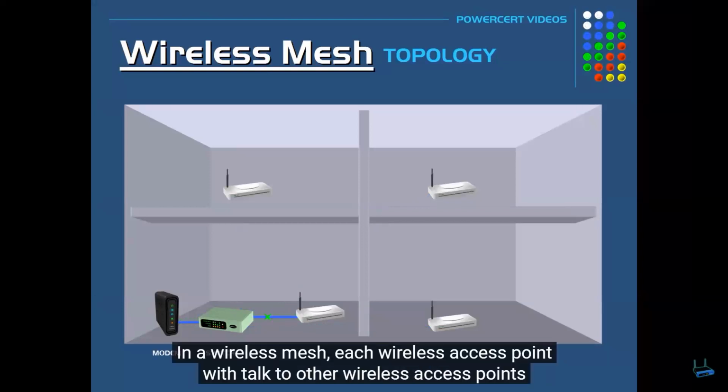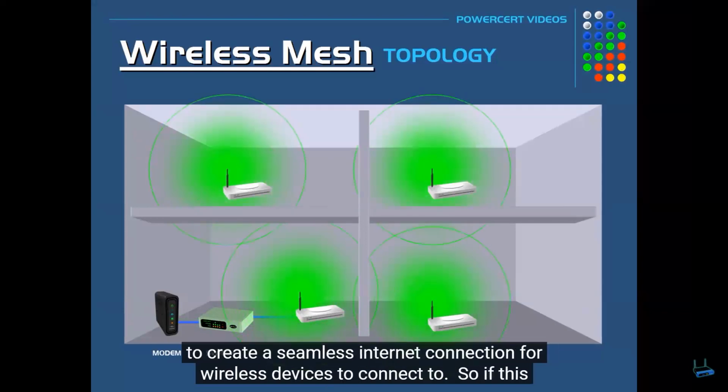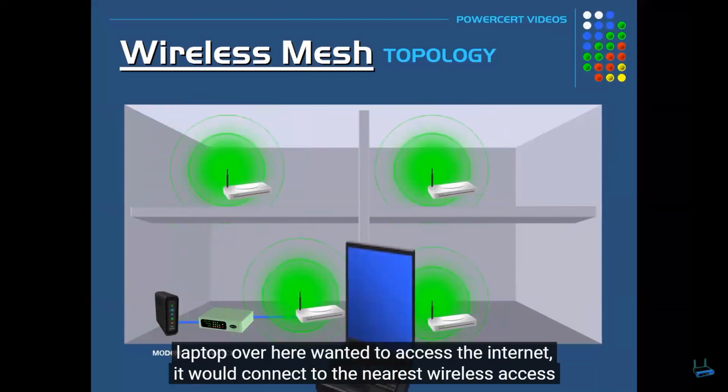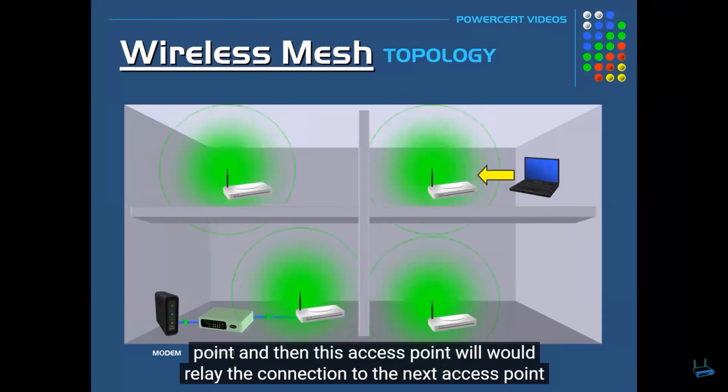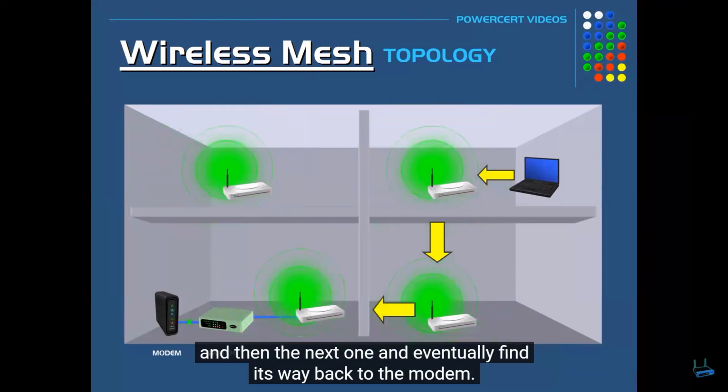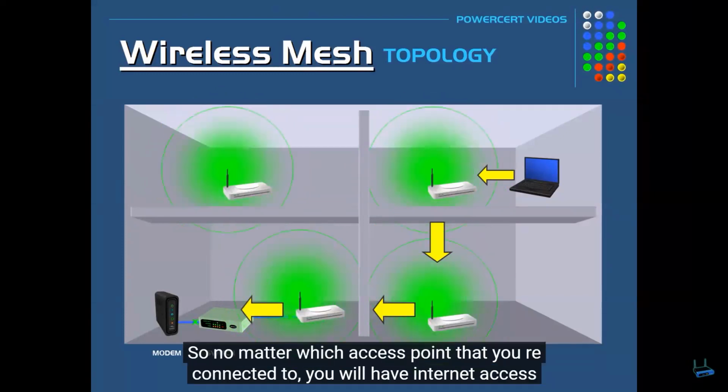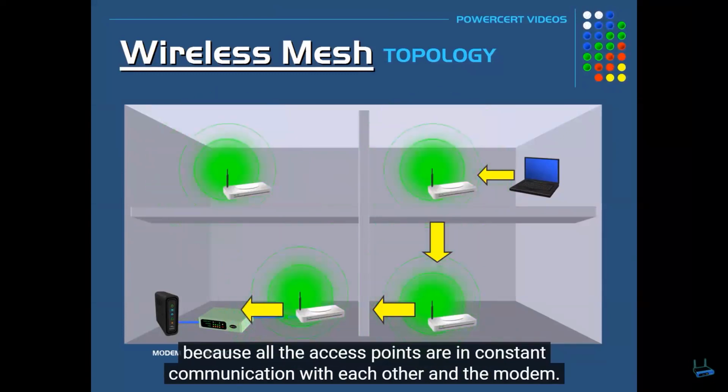In a wireless mesh, each wireless access point will talk to other wireless access points to create a seamless internet connection for wireless devices to connect to. So if this laptop over here wanted to access the internet, it would connect to the nearest wireless access point, and then this access point would relay the connection to the next access point, and then to the next one, and then eventually find its way back to the modem. So no matter which access point that you're connected to, you will still have internet access because all the access points are in constant communication with each other and the modem.